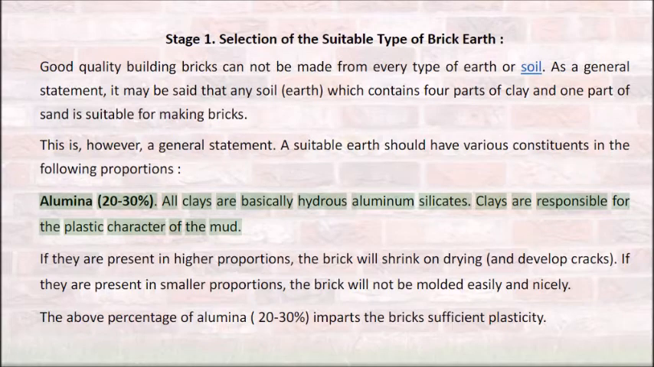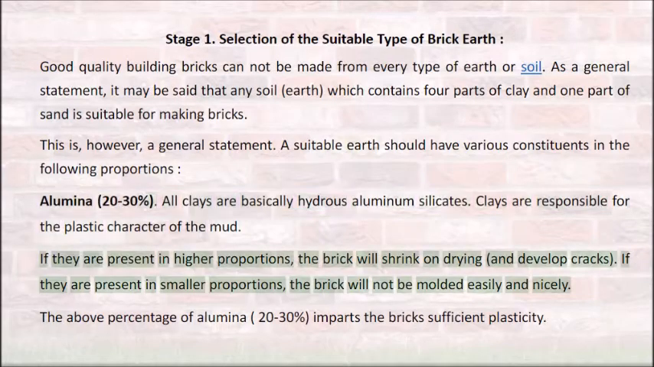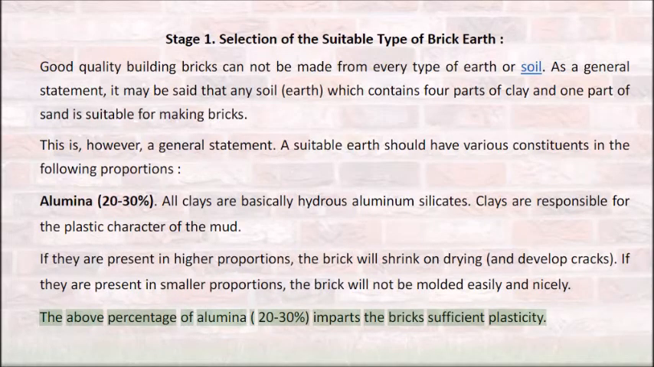Alumina, 20 to 30%. All clays are basically hydrous aluminum silicates. Clays are responsible for the plastic character of the mud. If they are present in higher proportions, the brick will shrink on drying and develop cracks. If they are present in smaller proportions, the brick will not be molded easily and nicely. The above percentage of alumina, 20 to 30%, imparts the brick sufficient plasticity.